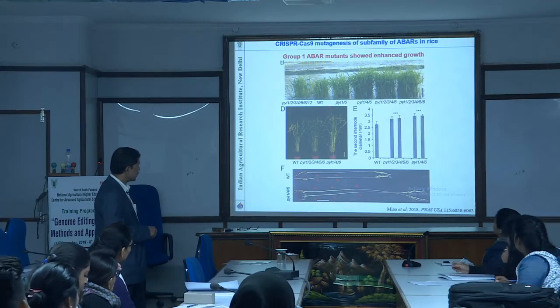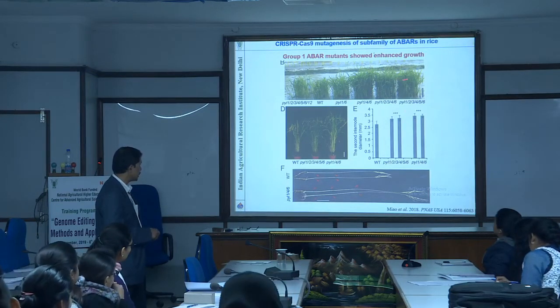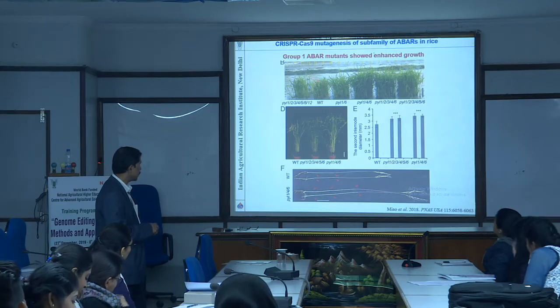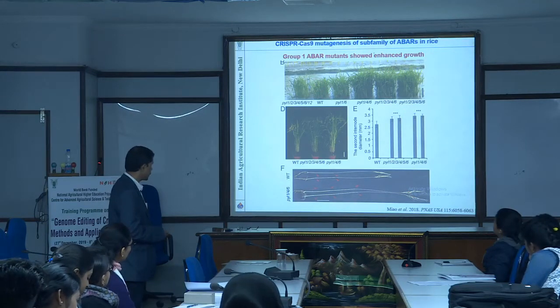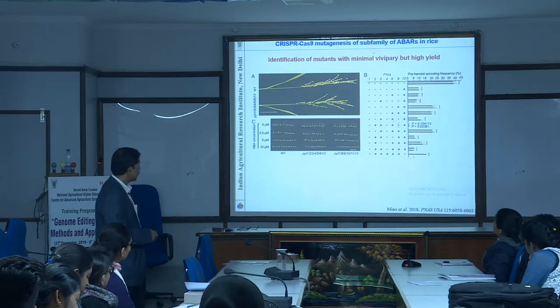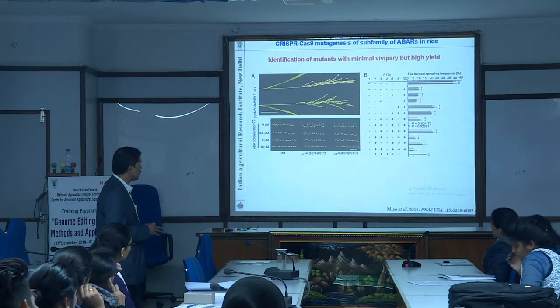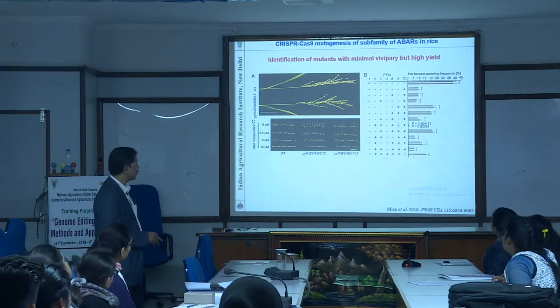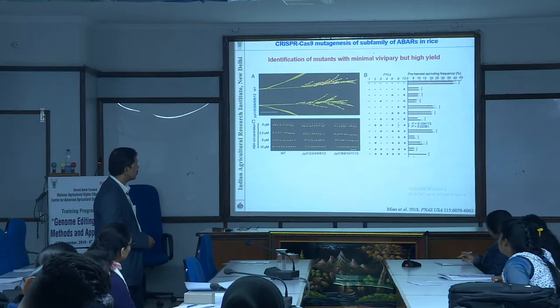you find that these plants grow better under normal environmental conditions. That is, compared to wild type, the plant growth is better and they produce higher yield. But we have to identify the plants or the mutant combination that promotes growth under normal condition, but should not cause other problems.